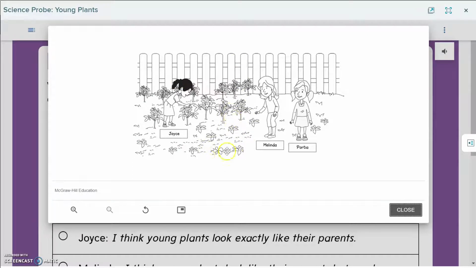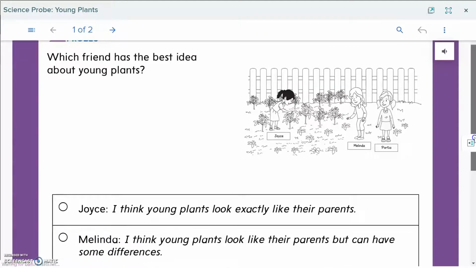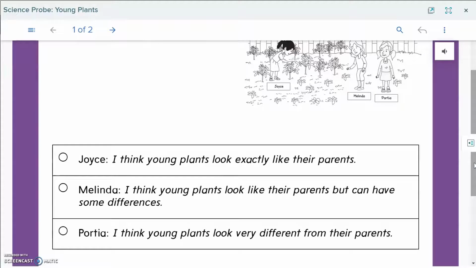As you can see here in this garden, they have many plants. Are all of these plants adult plants? No. Are all of these plants baby or young plants? No. I can see here a mix of plants. Here are the adult plants, these big ones. And where are the young plants? Down here on the ground, in the soil. Now each one of the girls is saying something about the plants which she thinks is true, and we will find who has the best idea about the plants.